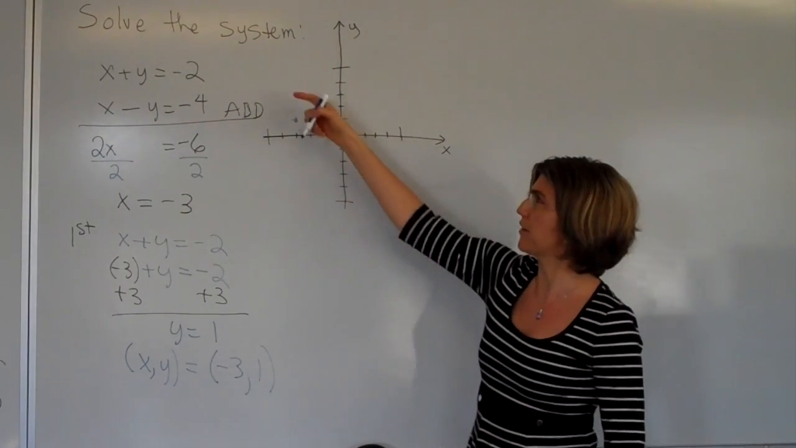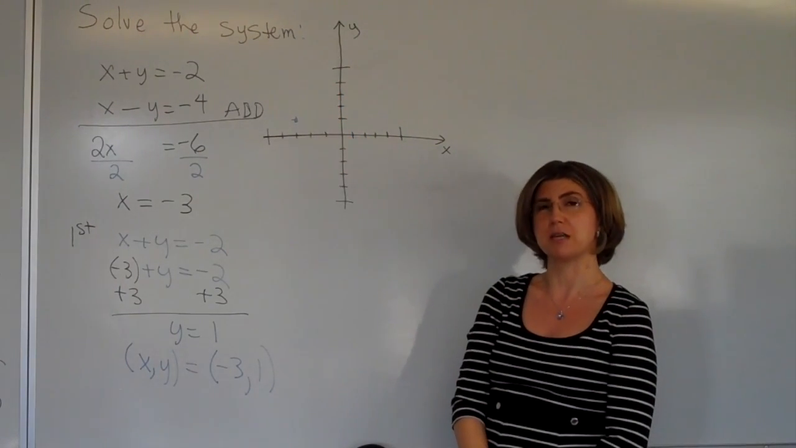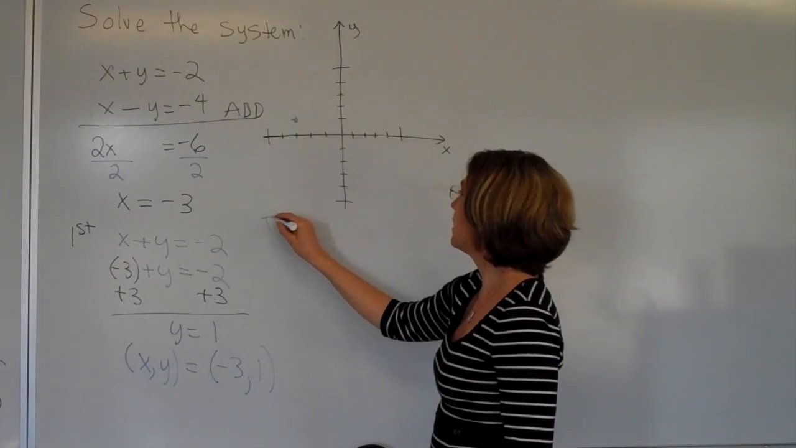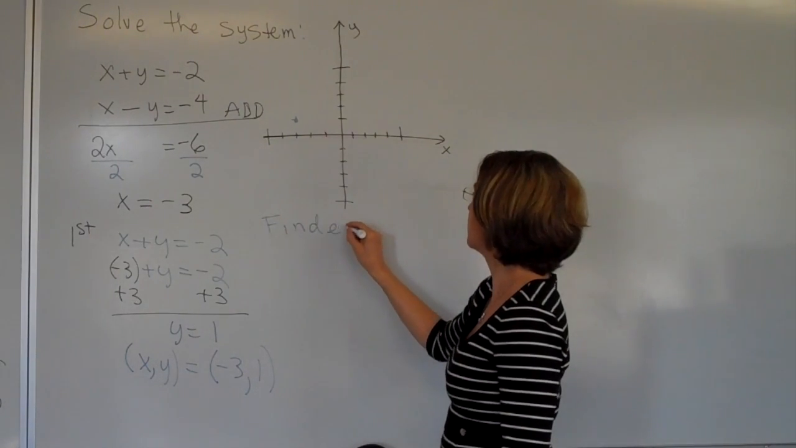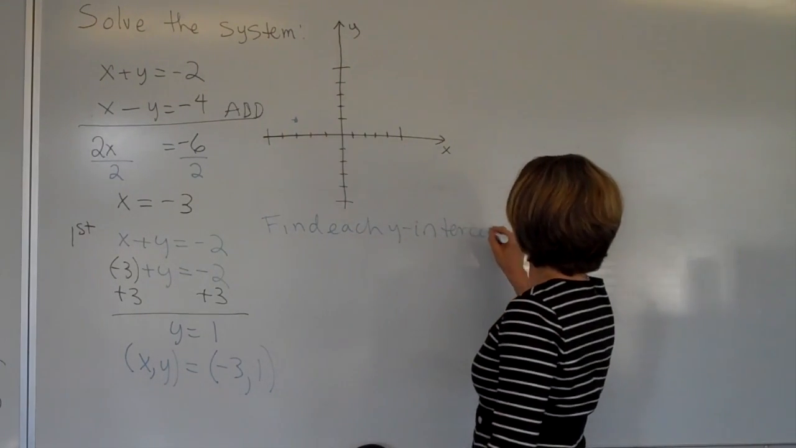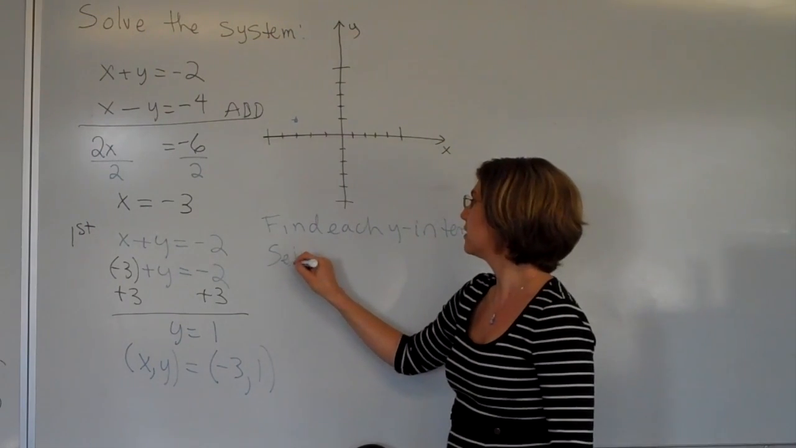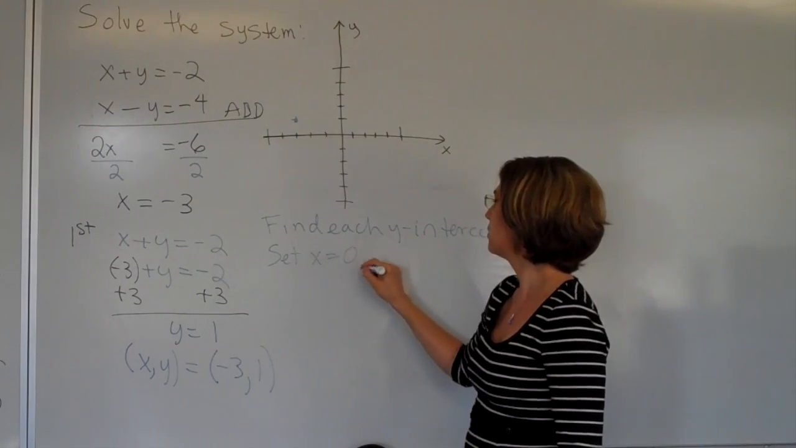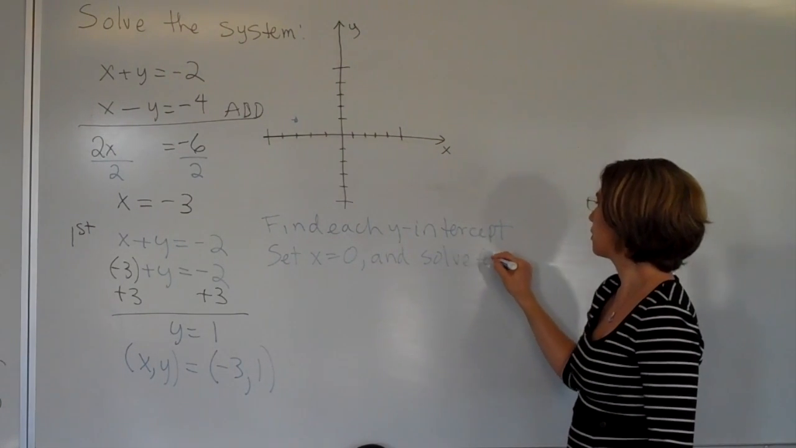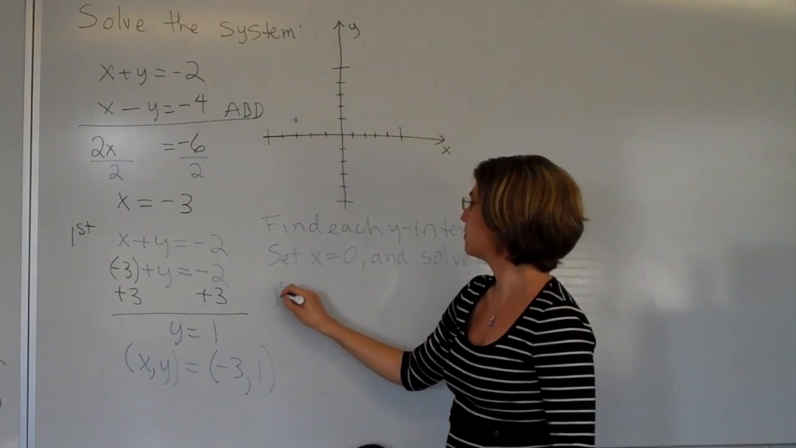That is the point that's going to be on the top line, and it's going to be on the bottom line. But that's not enough to make a graph, is it? Because we're going to need another point on each line. So what we want to do is to find each y-intercept. Now, the way that we find the y-intercept for each line is we set x equal to 0 and solve for y. So let's do the first equation first.